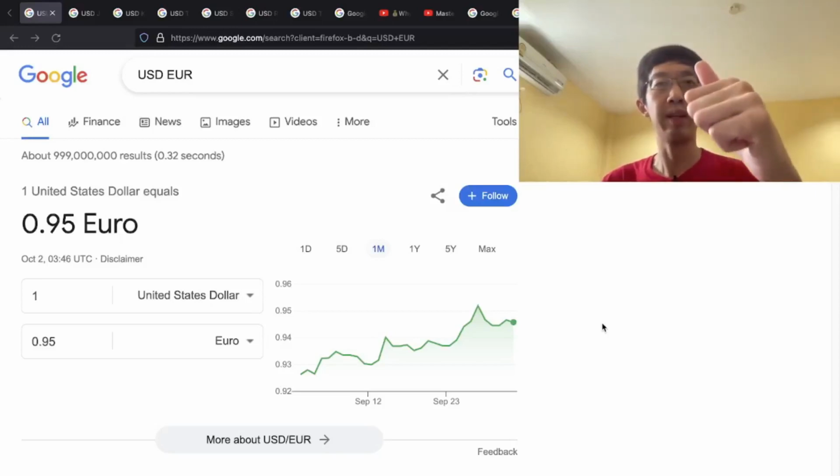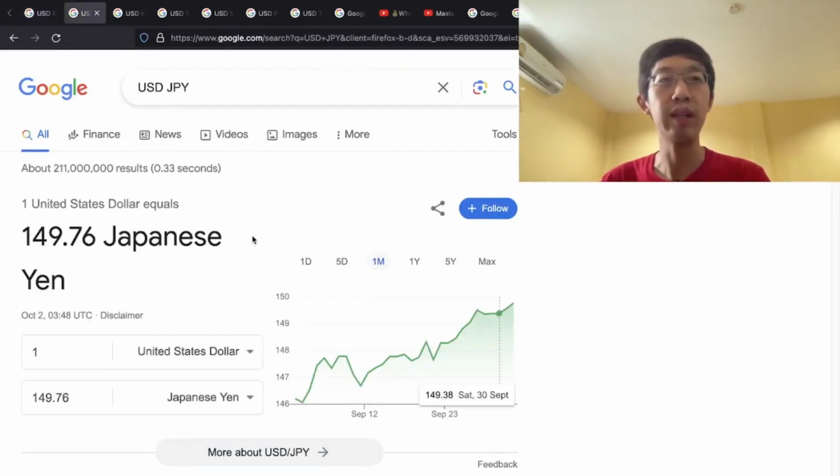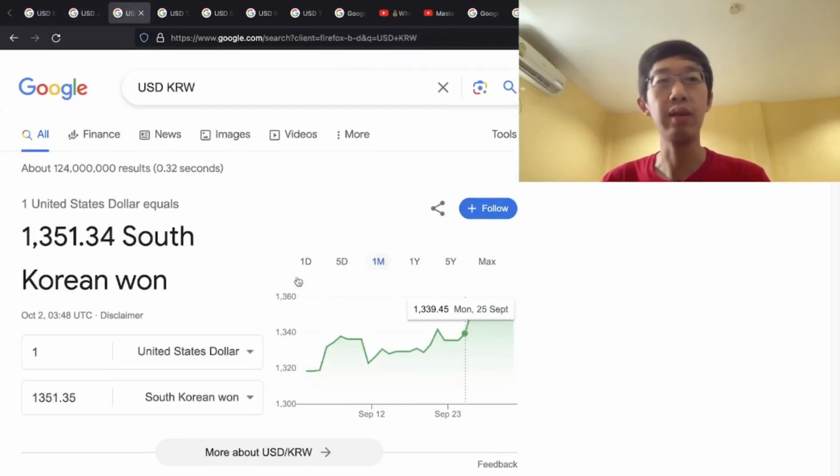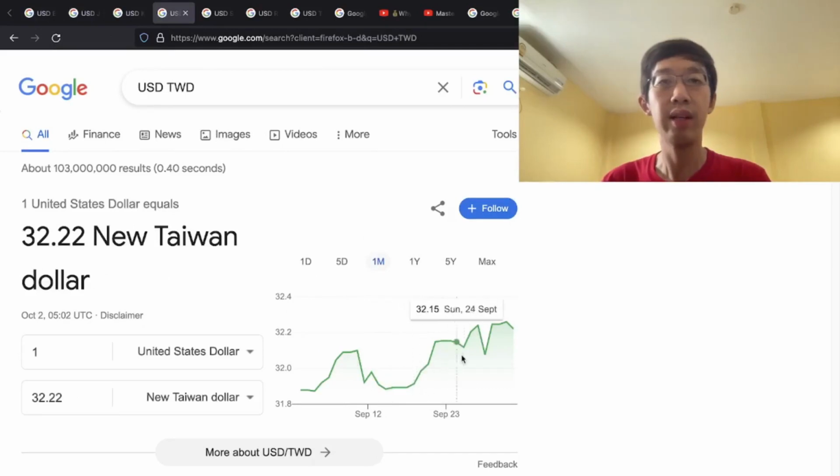Forex trading for beginners. US dollar appreciated against euro in the past 1 month. It also appreciated against Japanese yen. Look at this chart. And also against South Korean won. US dollar appreciated against New Taiwan dollars.